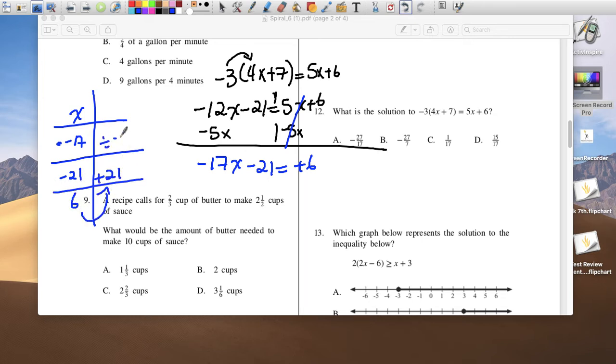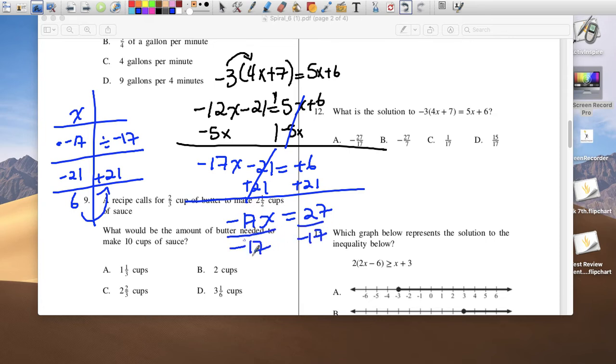So let's do that first. So let's do plus 21, plus 21 on both sides. These two cross out. I have 27. And this is going to be negative 17x. Now I have to divide by negative 17. So I'm going to divide by negative 17 and divide by negative 17 over here.